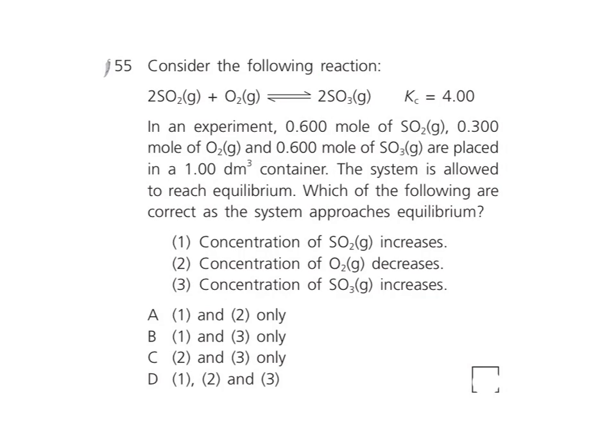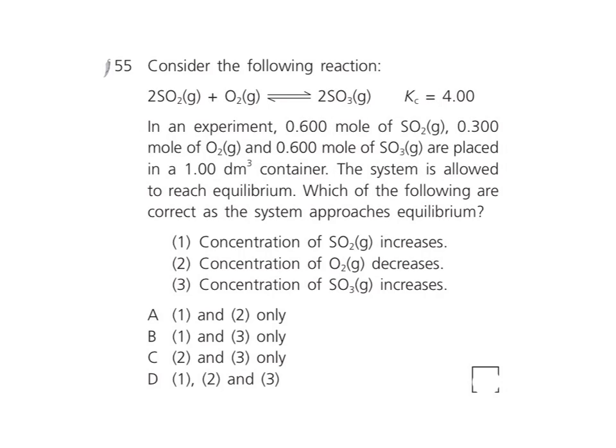In an experiment, we've got 0.6 moles of SO2, 0.3 moles of oxygen, and 0.6 moles of SO3. So everything is initially present in a 1-liter vessel. That makes me, again, think I should calculate Q, right? When I know everything initially there, I think I should calculate Q. The system is allowed to reach equilibrium. Which of the following are correct as we approach equilibrium?